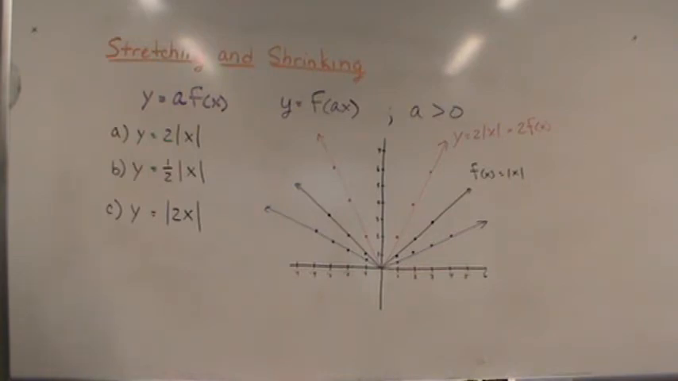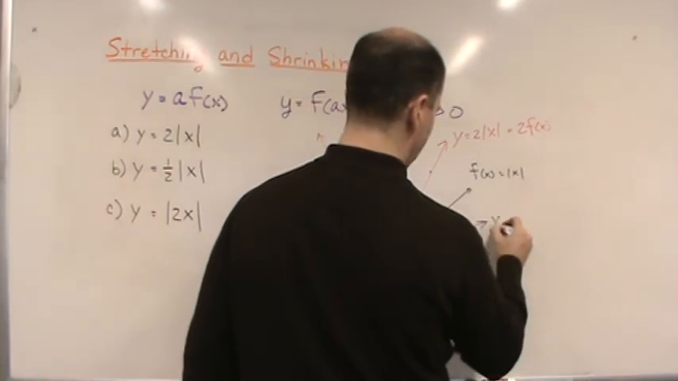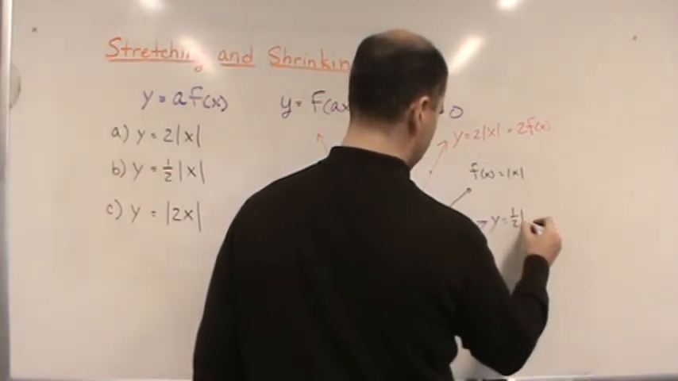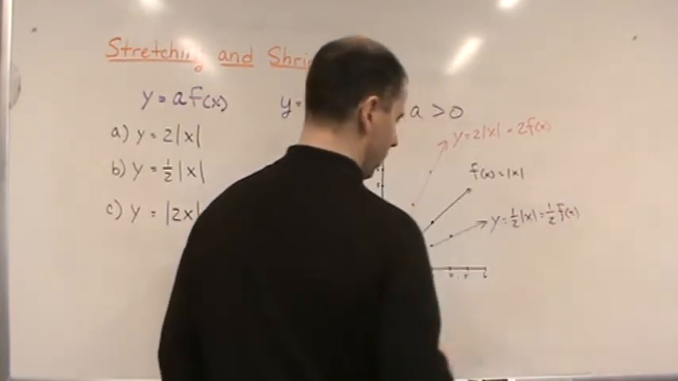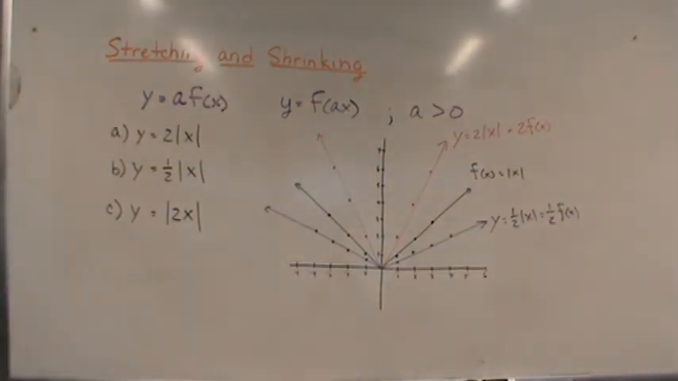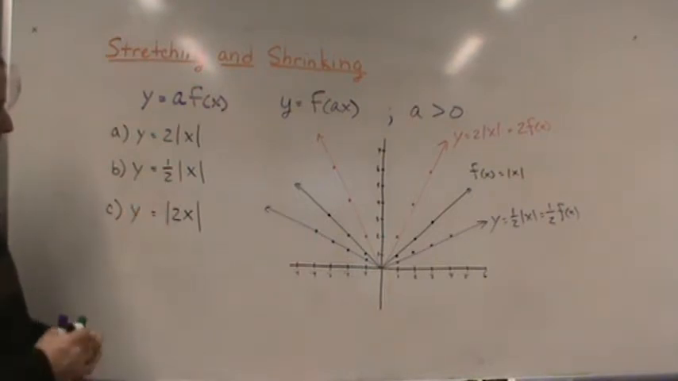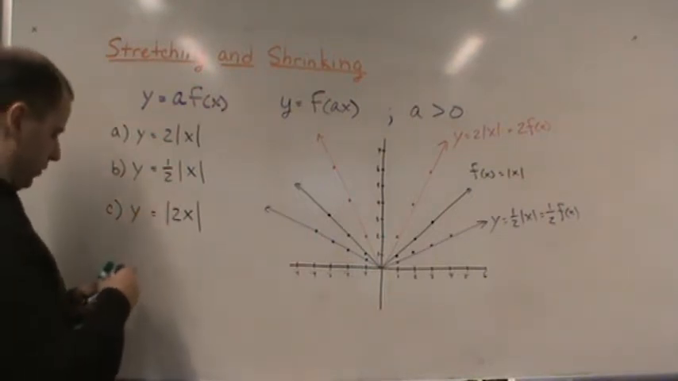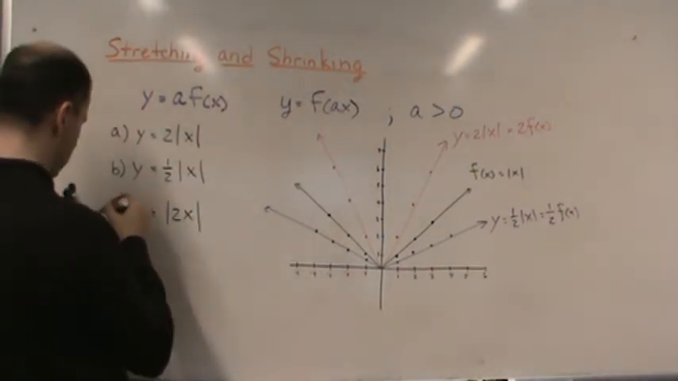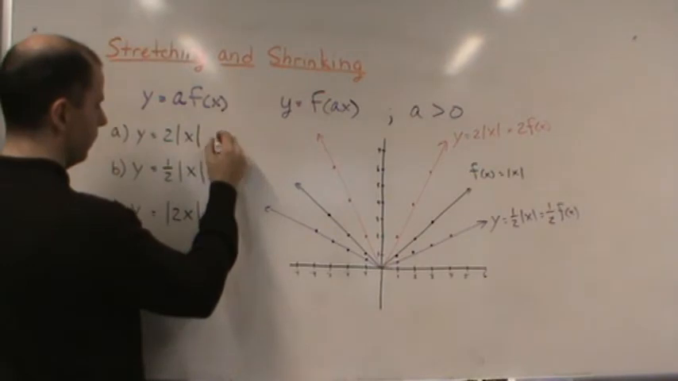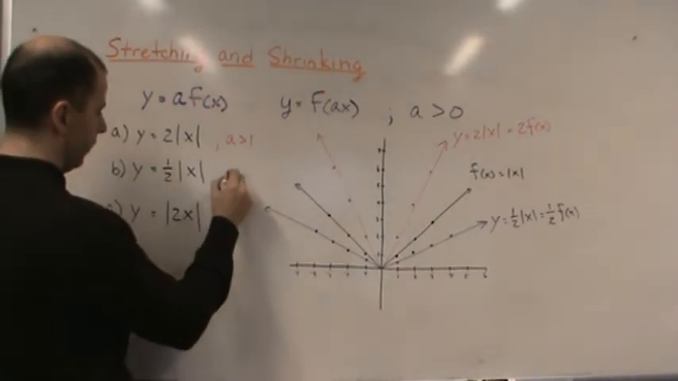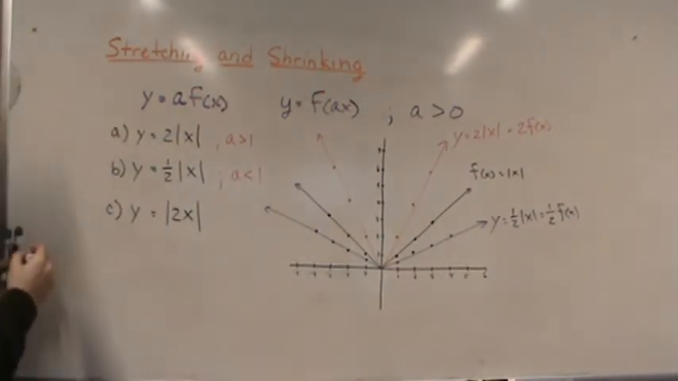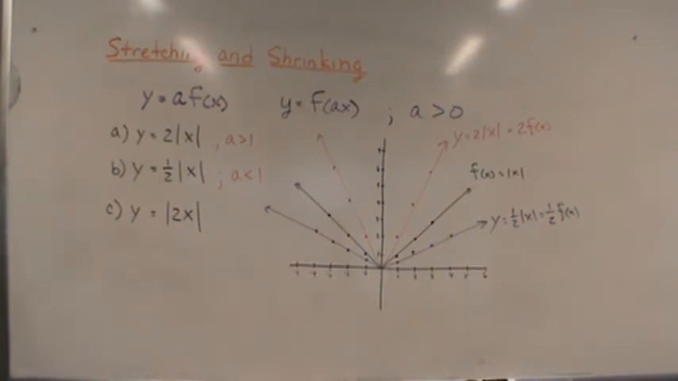And so look at that. Now this is y equals 1/2 of the absolute value of x, or in other words, 1/2 of the basic function. Okay? So now, what did I just show? If I multiply by a value that's positive, so let me note here: a here is bigger than 1, and here, a is less than 1. Okay?